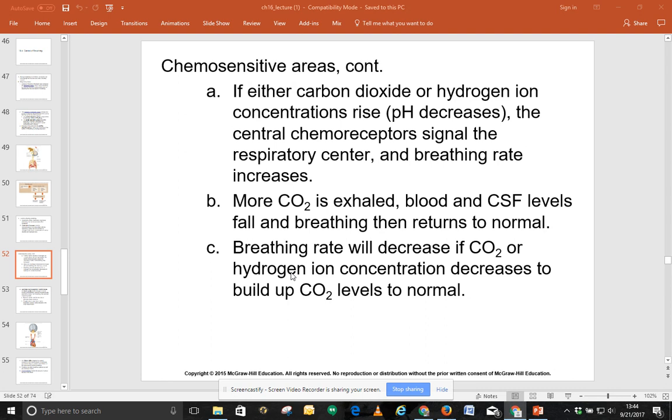The breathing rate will increase if carbon dioxide or hydrogen ion concentration increases, and will decrease if CO2 or the hydrogen concentration decreases. So if you're exercising and your acid level goes up in your body, respirations go up. Once you sit down and relax, your breathing is going to come down because the acid is going to be lowered in your body. If CO2 goes up because you're not breathing very well, you're going to breathe faster to get rid of it. As the CO2 is eliminated and comes back to normal, your breathing will slow down because it knows it doesn't have to breathe as fast anymore.